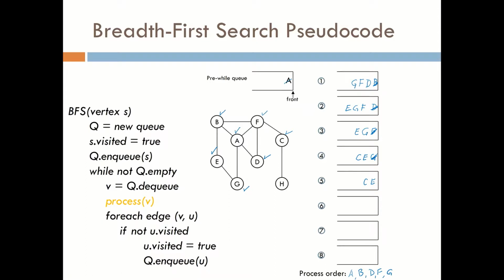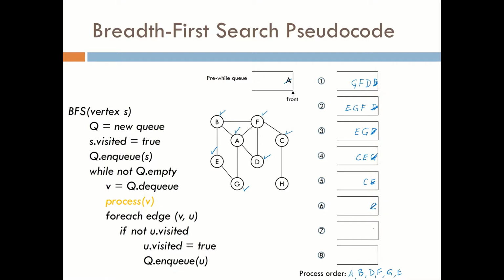We now DQ the E, and we're just left with C. And so we need to process the E. And when we process the E, we take note of the nodes that are incident to E, and it's just B and G. Both of those have been visited, so there's nothing else to NQ. And so the iteration terminates. We go back to the top of the loop and we DQ C.